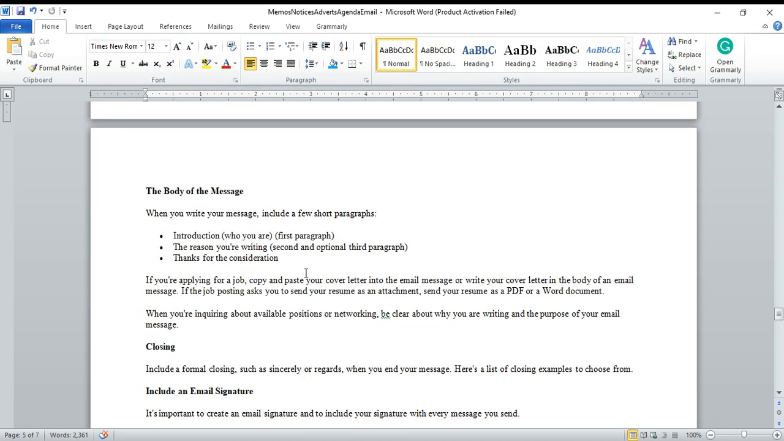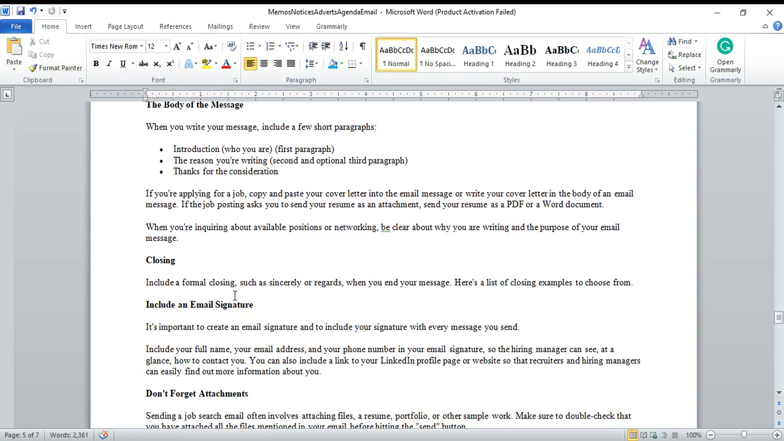Then the body of the message: in the first paragraph, you should introduce the issue or yourself, followed by the reason why you are writing. Then you must always appreciate the time or the expected willingness of that person to assist.